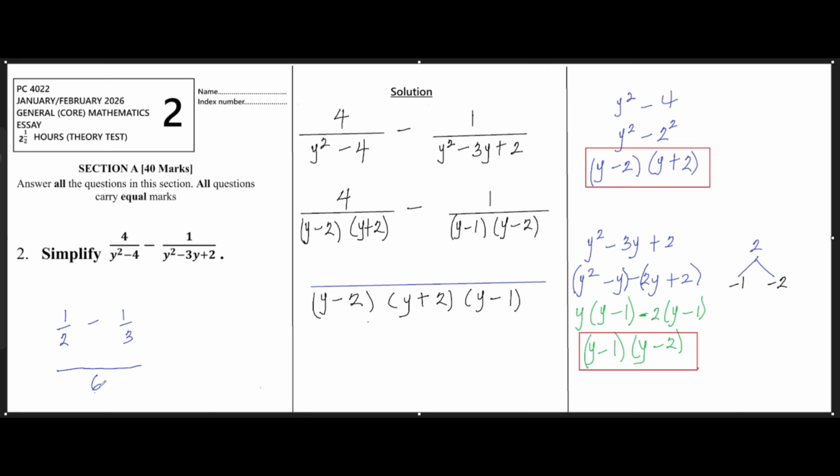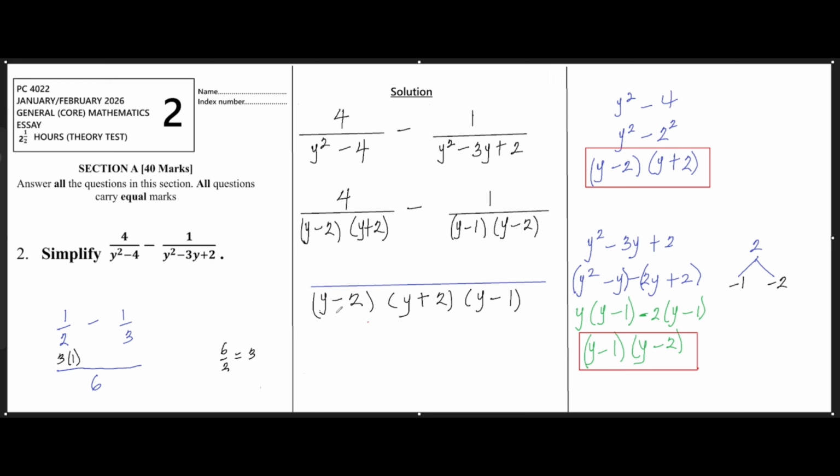So once we know our LCM, what do we do? We divide 6 by this denominator. So that is 6 divided by 2, that is 3. And then we multiply the 3 by the numerator, in this case, which is 1.